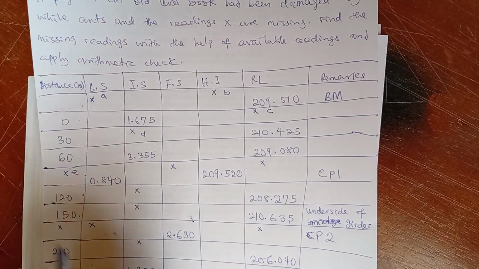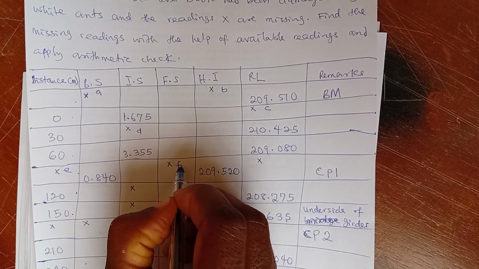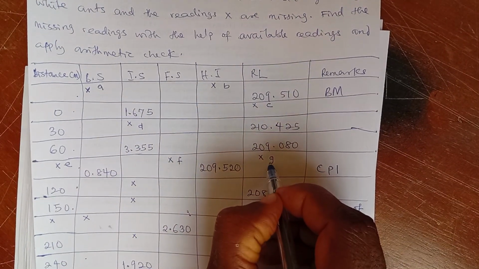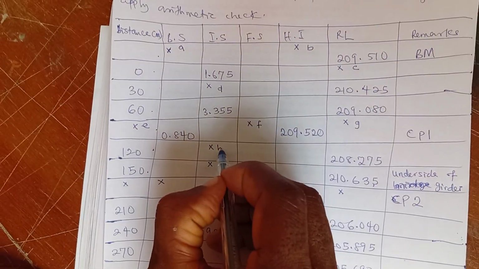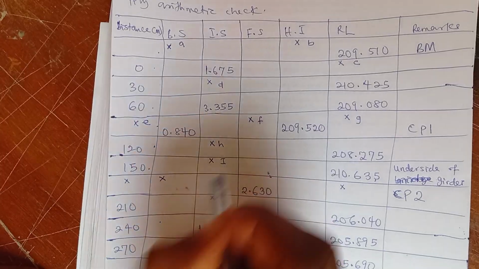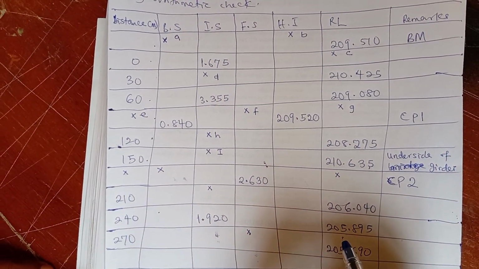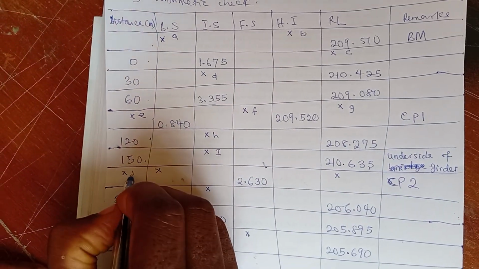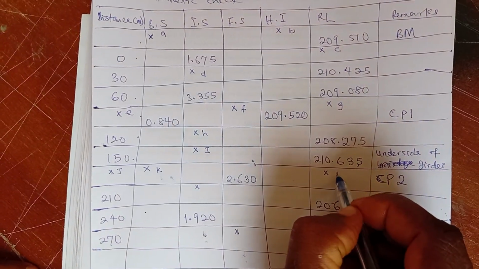Let this place be E. Then this one should be F. This one is G. We have this to be H. We have this one to be I. Then J, let this one be J, this one should be K, and this one should be L.